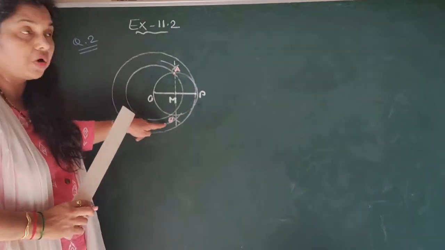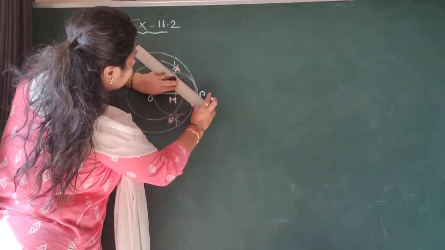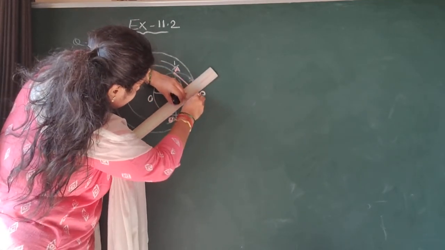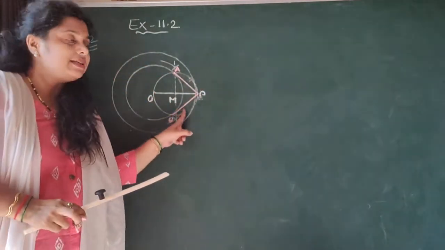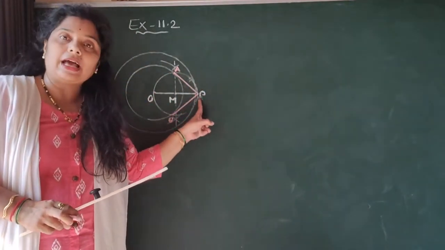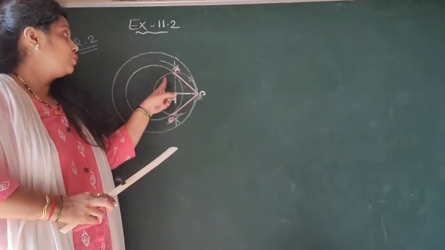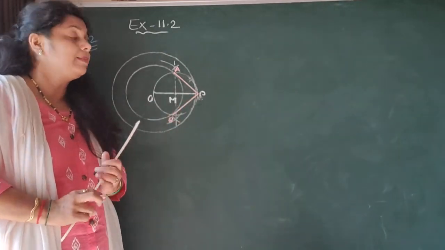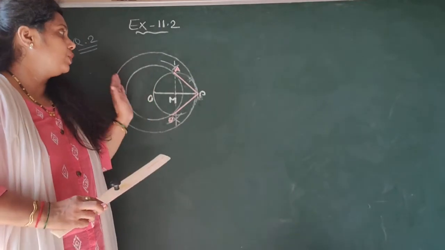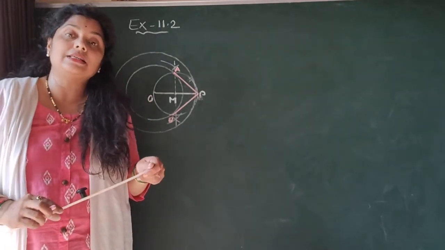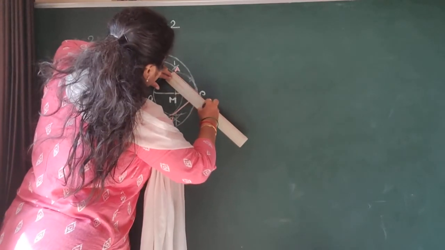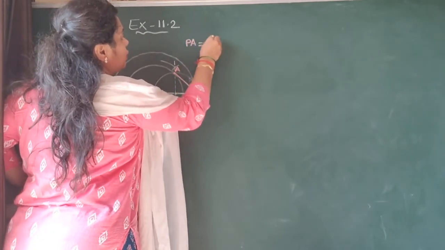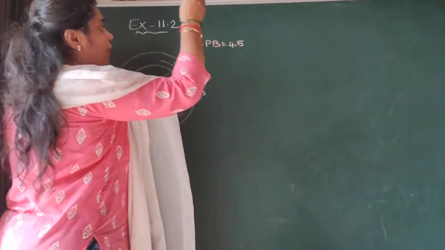These are the points of contact, and if you join PA and PB, these are the tangents from the point lying on the outer circle towards the smaller circle. These are the tangents PA and PB. Are you getting it? Like this you can draw the tangent, and they are asking for the measures. If we measure it, it is 4.5. So PA is equal to PB is equal to 4.5.